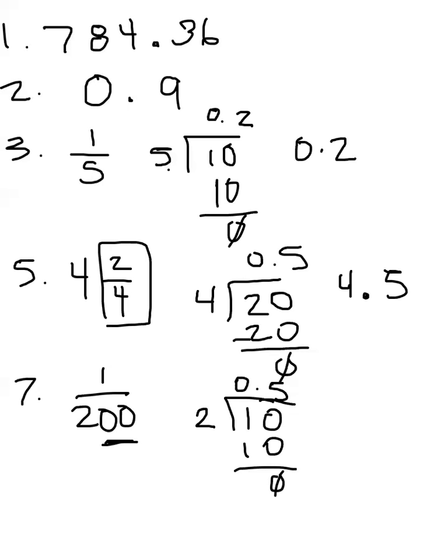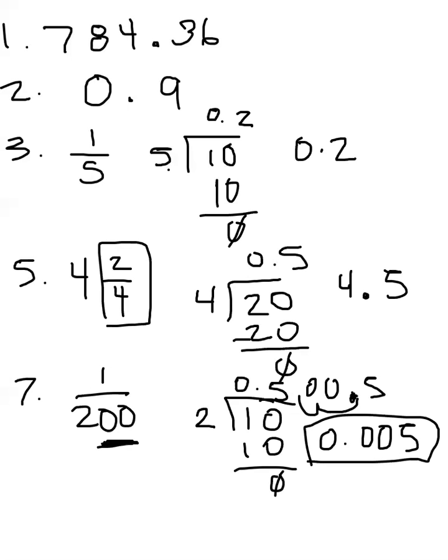And no remainders. And again, don't forget about the 2 zeros that we removed. So we're going to add our 2 zeros back, which means we move our decimal 2 spaces to the left. 1, 2. So that means that we have 0.005. And that would be our answer for number 7.